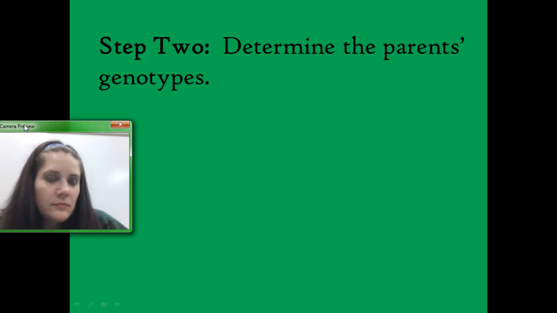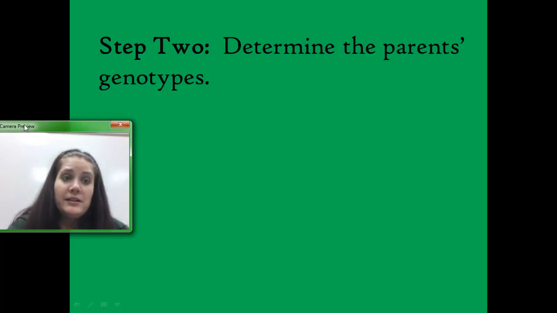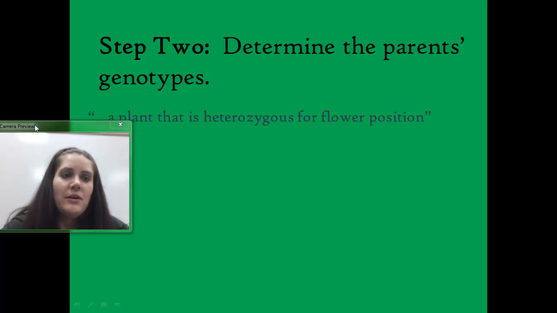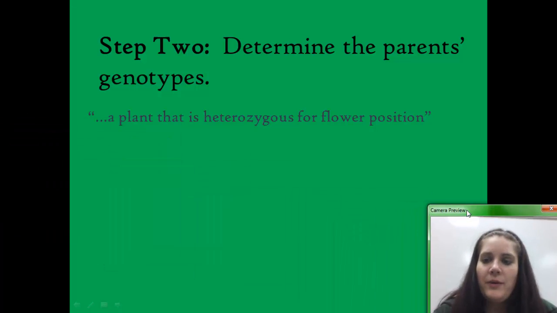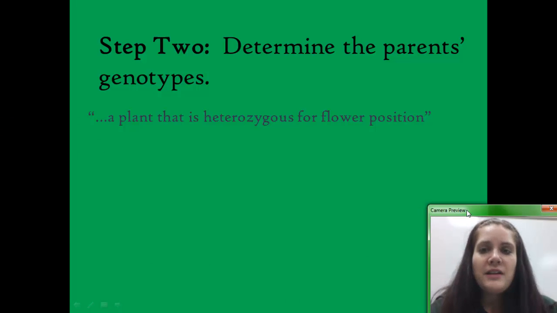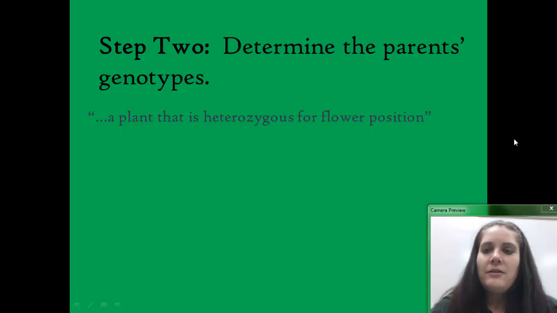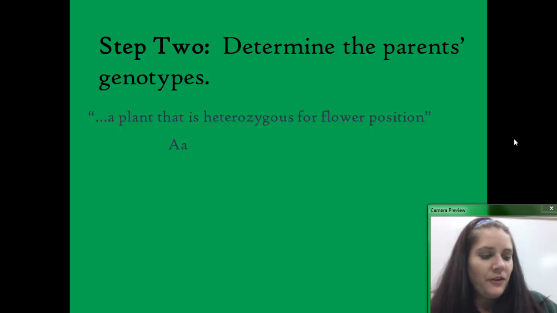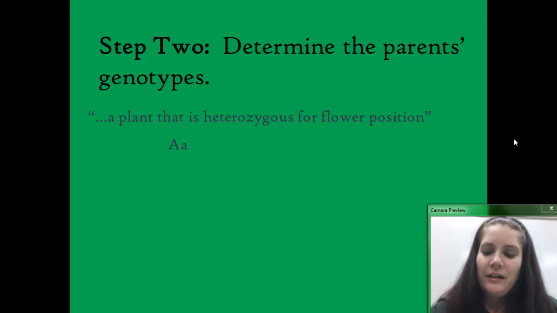Okay, so now I need to take a look at what I know about the parents. Well, first of all, they told me we have a parent plant that is heterozygous for flower position. Heterozygous for flower position means that we have big A, little a, because heterozygous means different. So I'm going to write down big A, little a.